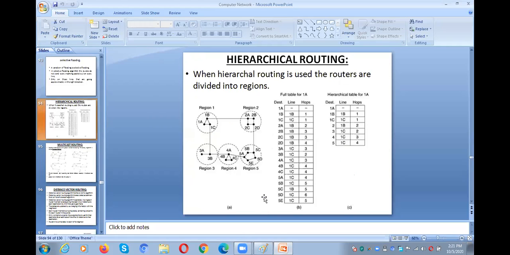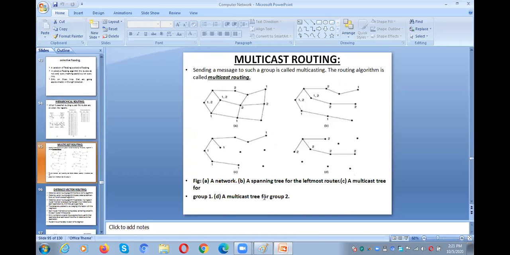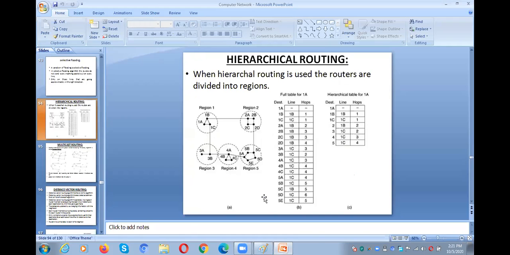Before going to discuss those, hierarchical routing and multicast routing are also there, but these are not in your syllabus, I think. But otherwise, I will let you know. Hierarchical routing: if you observe, there are 17 nodes in this entire network. Each and every node needs to maintain a routing table.